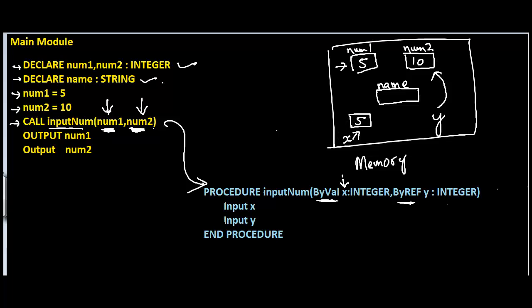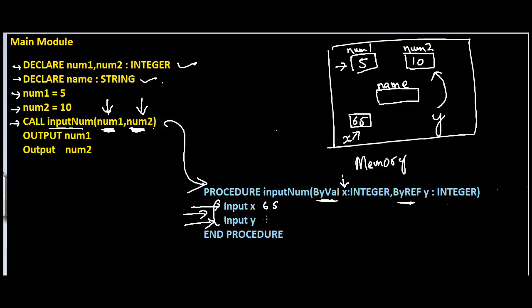Okay, so let's keep moving. When this procedure gets executed, these are the two instructions that get executed. The first instruction is input x. Let's assume that the user types a value 65, so x gets a value of 65, which means that this copy here is what gets modified. So we're going to write 65 here now. Then the next instruction inputs the value for y.